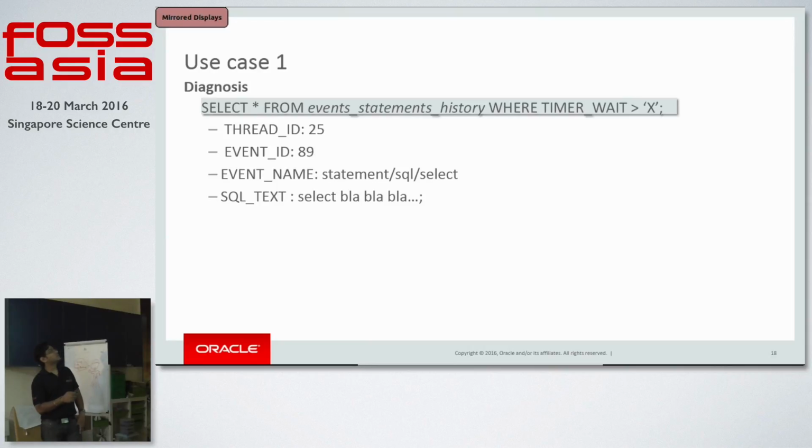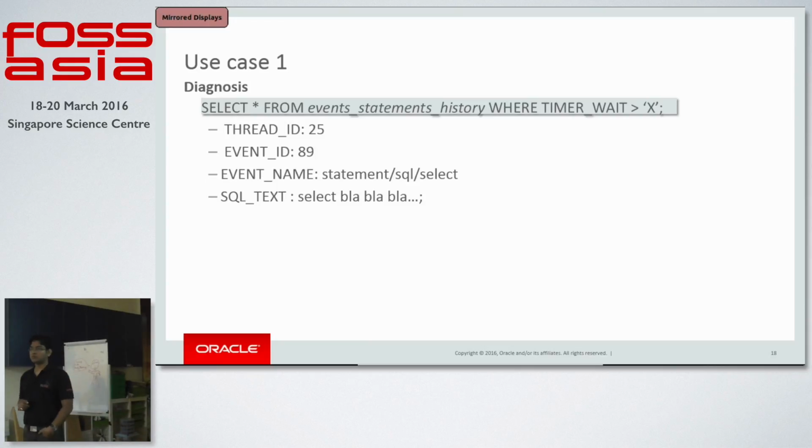That is, there is a thread ID 25 from this particular session. The thread is executing a select statement. The statement text is select blah blah blah, some long running statement. So this is the query which is running very slow. So I identified which query is running slow.